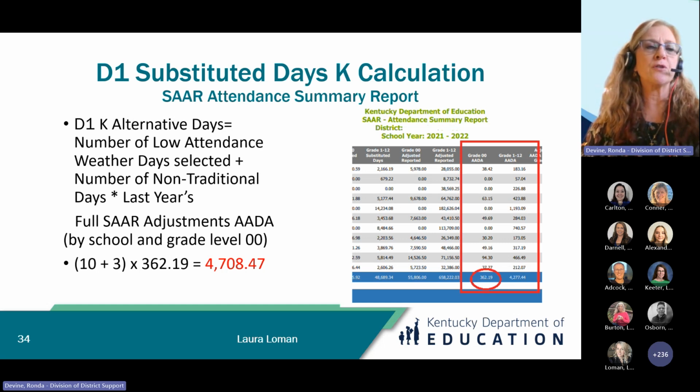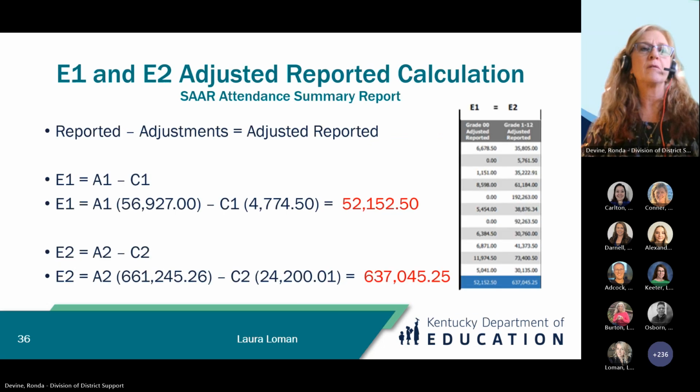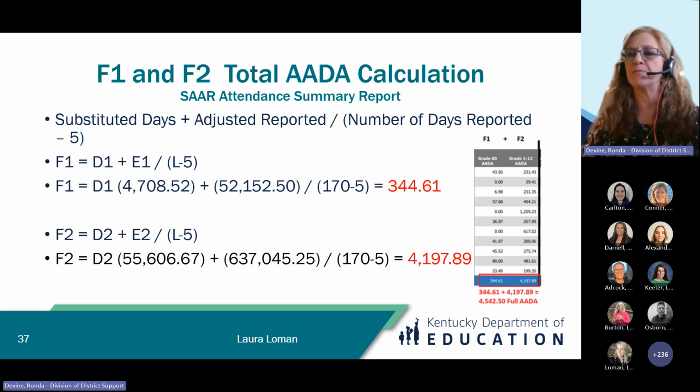And again, for your substituted days. And then again, showing that calculation where it goes back to the adjustment report and it's the same number for D. And then your adjusted reported calculation. And then the AADA that we discussed. And here's that, so a typical traditional 170-day minus the 5 low. So if you did a SAR 10, it would be the minus 10. So that's how it'll affect that calculation.